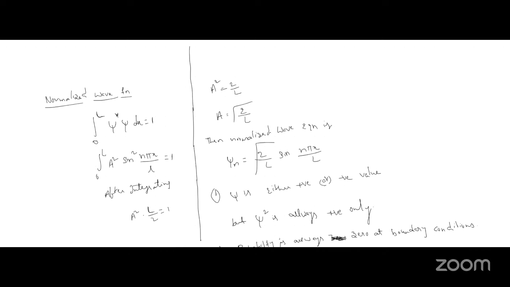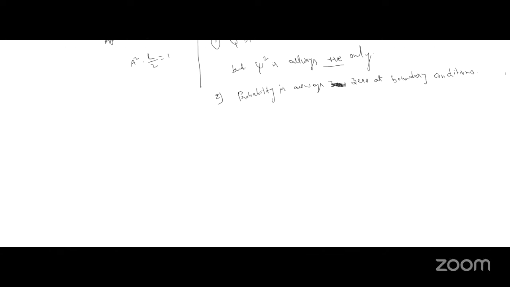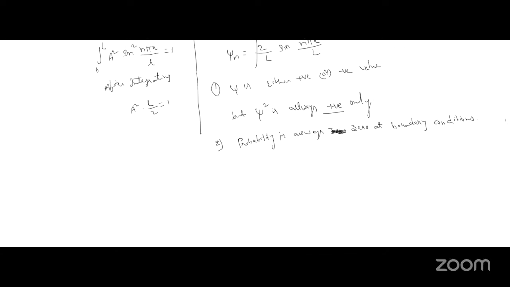Here we have rules. Psi is either a positive or negative value, but psi square is always a positive value only. And across the boundary conditions, the probability is always zero at the boundary conditions. Now we will see from the textbook.